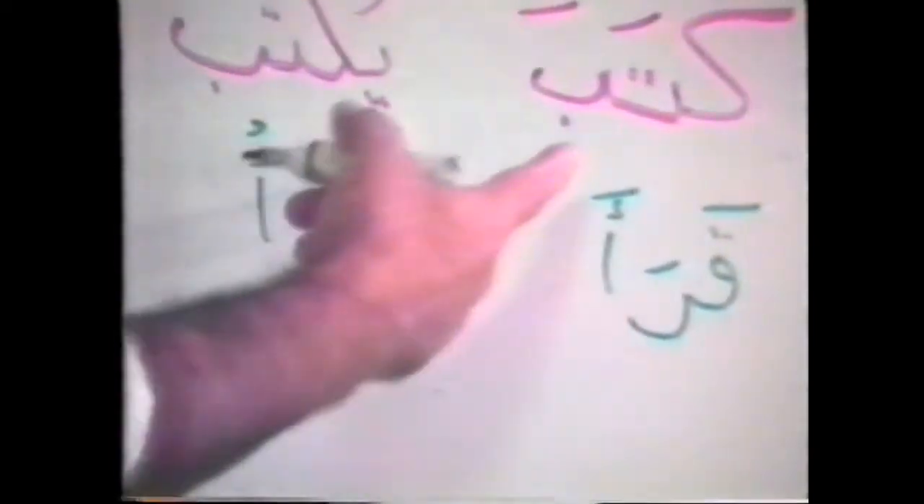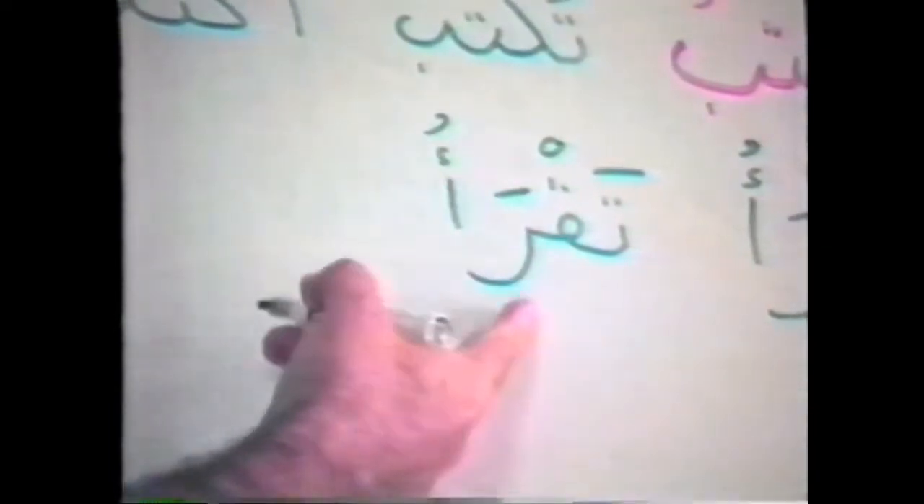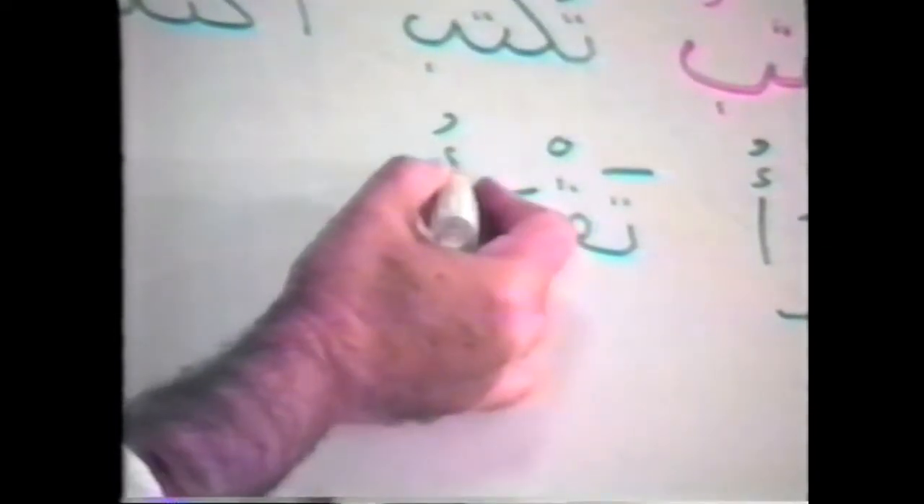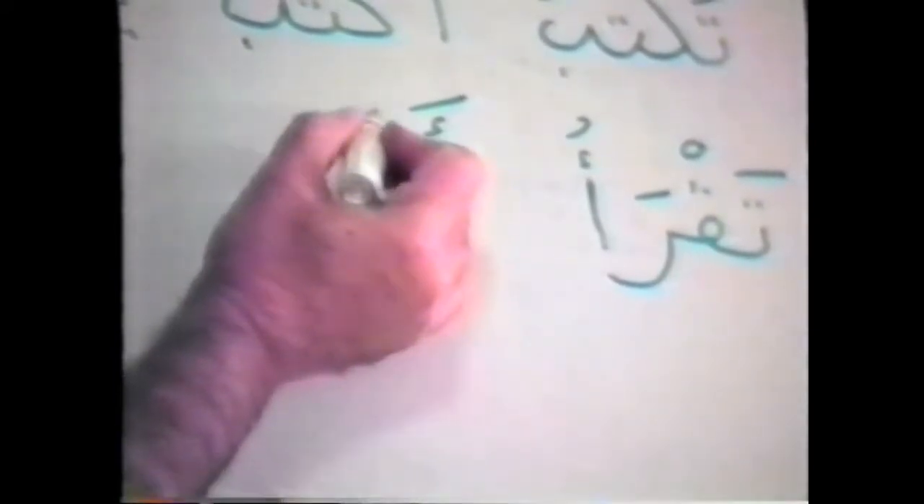Now notice here kataba yaktubu. Qara'a yaqra'u. She reads would be taqra'u. Taqra'u means she reads, or also you, singular, read. I read will be aqra'u. Aqra'u means I read.